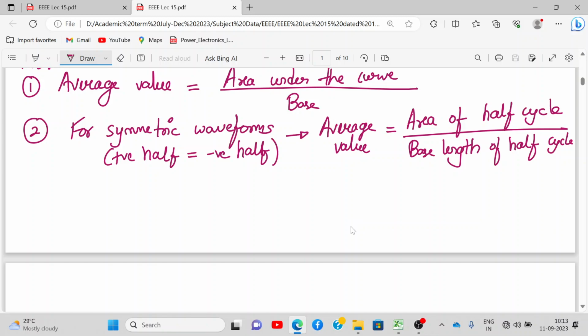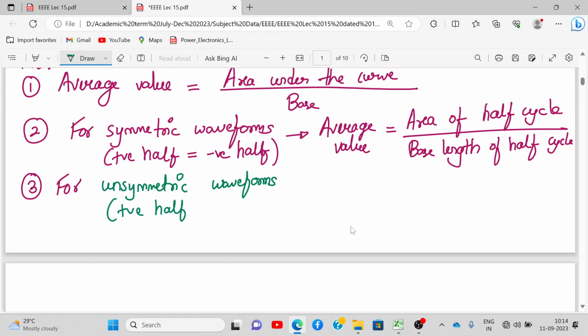Alright, and for asymmetrical waveform, what do you mean by asymmetrical waveform? Whose positive half is not equal to negative half. So what's the formula for average value?